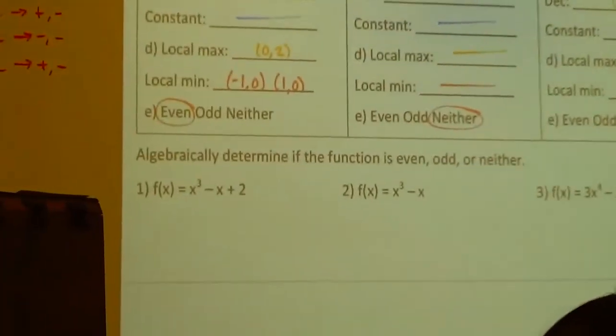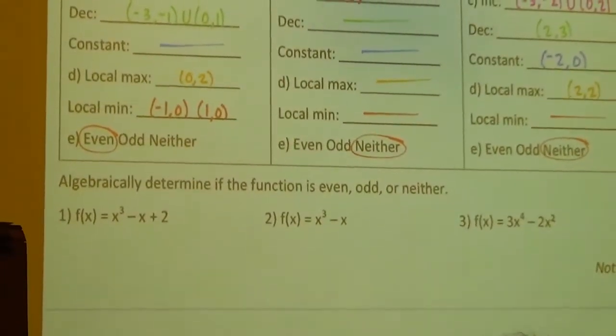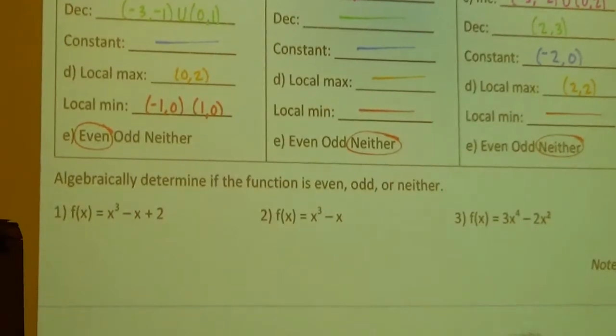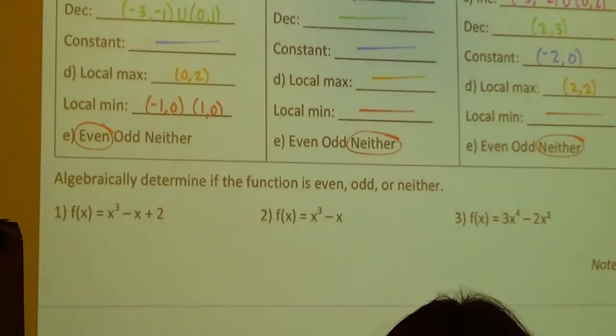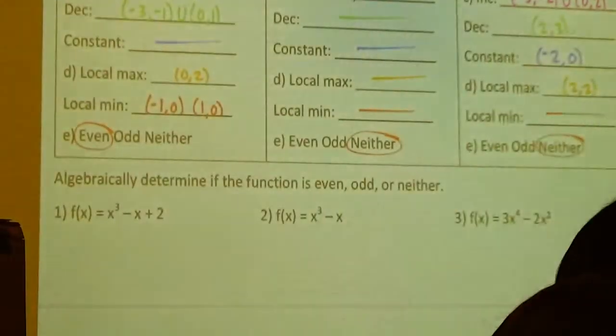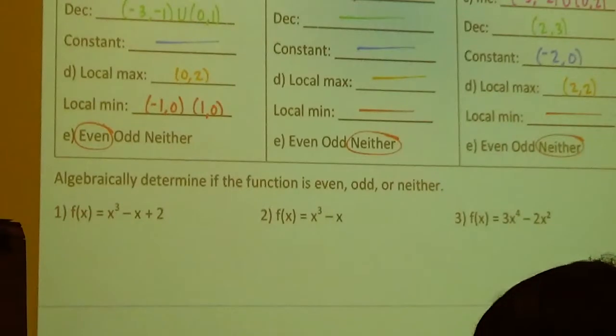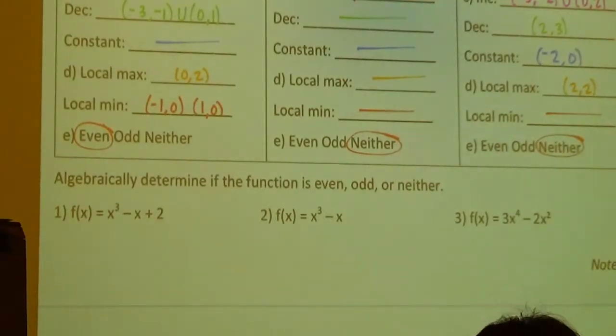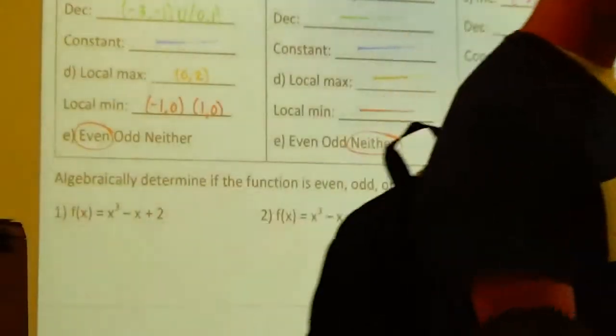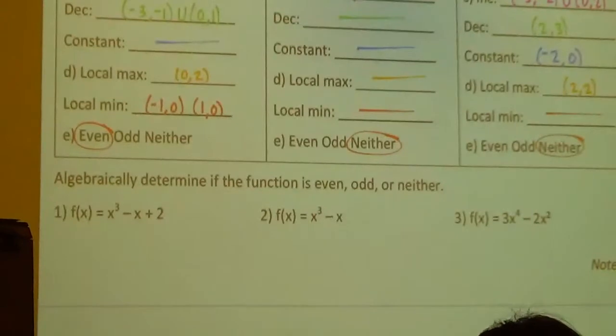All right, so now the last thing we're going to do is talk about whether we can find out whether it's even, odd, or neither algebraically. So I put some on the back of y'all's worksheets tonight. I thought we'd have time to do that. Save these for Friday. You will need a piece of paper for this unless you can write really small. I apologize. The stuff on the back we'll do Friday.